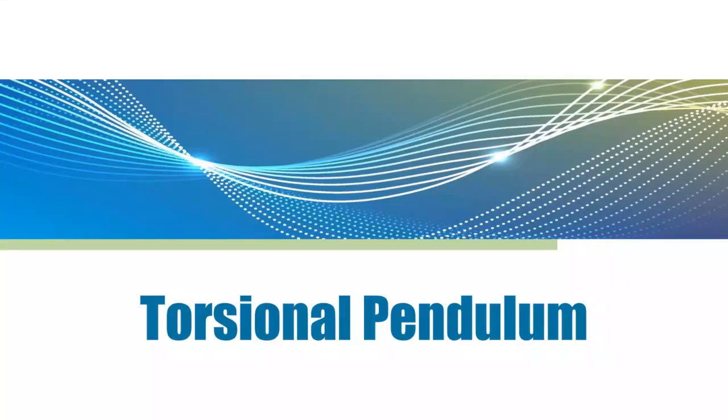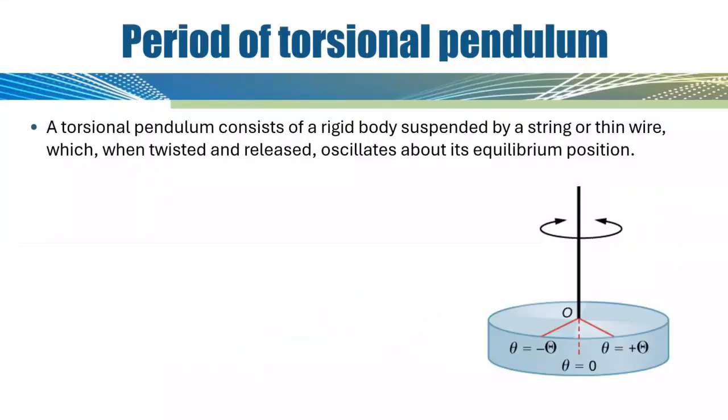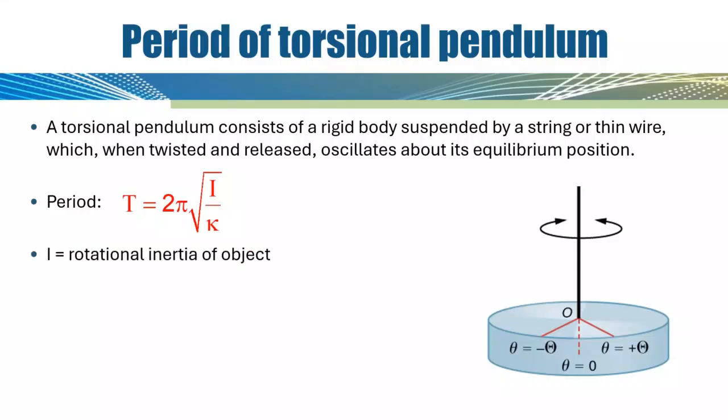In this video, we'll be discussing the torsional pendulum and looking at a few sample problems. A torsional pendulum consists of a rigid body, meaning something that has mass, that is suspended horizontally by a string or thin wire. When the pendulum is rotated some angle theta in radians, it'll twist back and forth about its equilibrium position. The period of the torsional pendulum can be calculated with the equation T equals 2 pi square root of I over kappa, where I is the rotational inertia of the object and kappa, which is the Greek letter K, is the torsional constant of the string or wire.